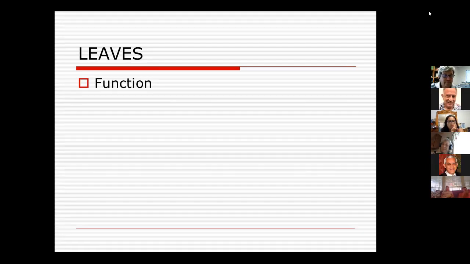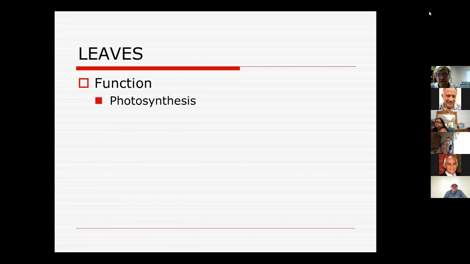Exchange oxygen into the air, exchange gas. They are a site for oxygen exchange. That is correct. So respiration occurs in leaves. Anything else? They're very visual.